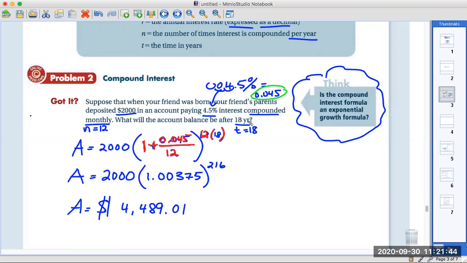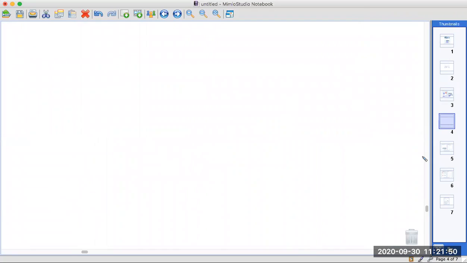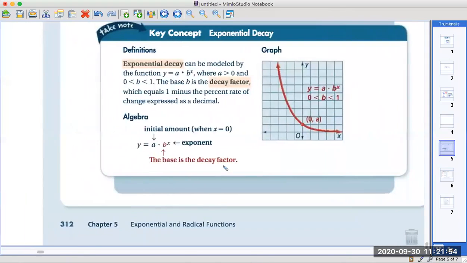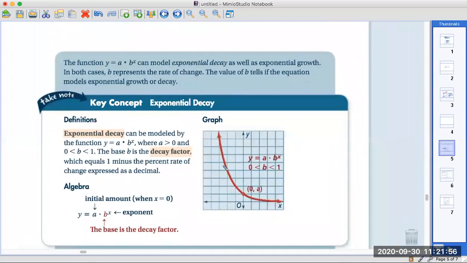All right. So that's compound interest. And now we're going to the next page, which is on decay. Yeah. Okay, we're on page 312. Look at that. It's decay. It goes down. The graph gets smaller, smaller, smaller until it never goes to 0. That's that asymptote. It always gets smaller and smaller.